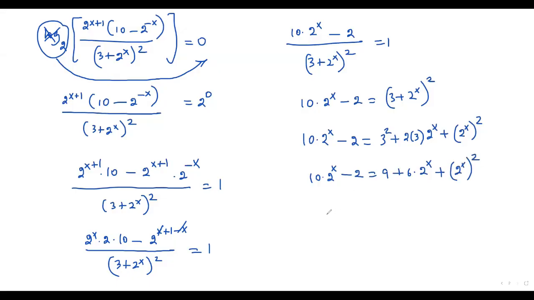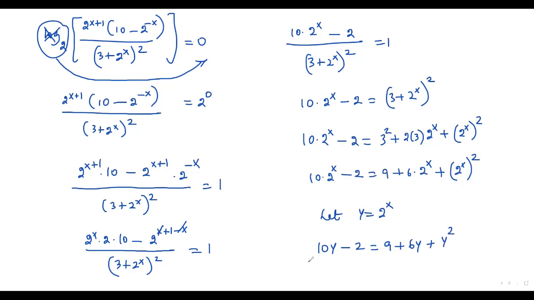Okay, now to make the solving process a little easier, what I'm going to do is assign a new variable y for this 2^x, because I find 2^x over here, here and here. So let me assign the new variable y for this 2^x. Then this equation will become 10 times, for this 2^x we can plug in y, then we get 10y - 2. On the right side we get 9 + 6y, because 6 times y, + here this 2^x is a square, then we get a y square.